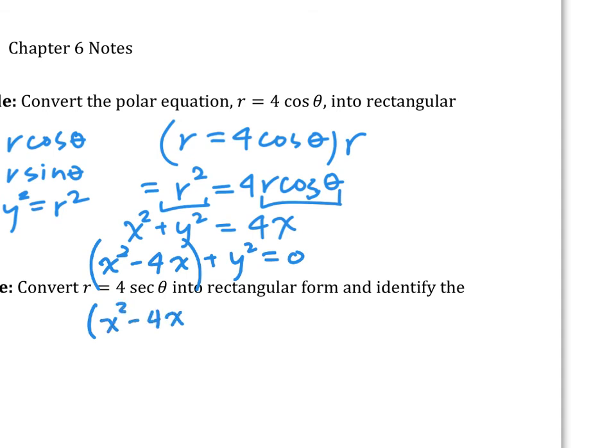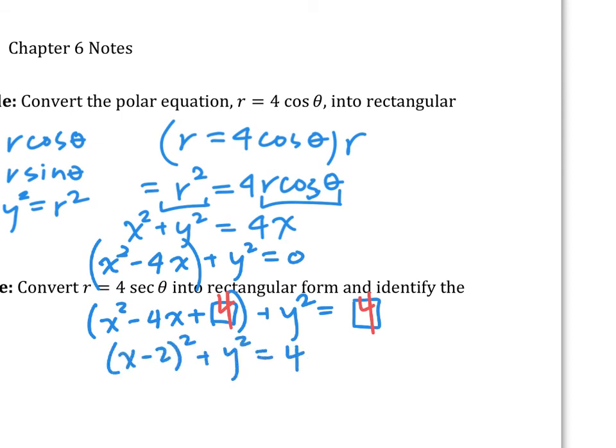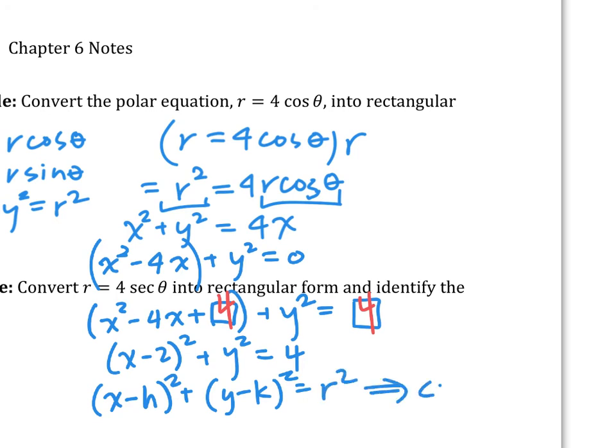So minus 4x plus blank plus y squared equals, remember, if you add a magic number on the left, you've got to add a magic number on the right. So what number goes into the magic number? 4 and 4. So now you're going to factor. And what shape is this? This is in the standard form of x minus h squared plus y minus k squared equals r squared. So this is a circle.